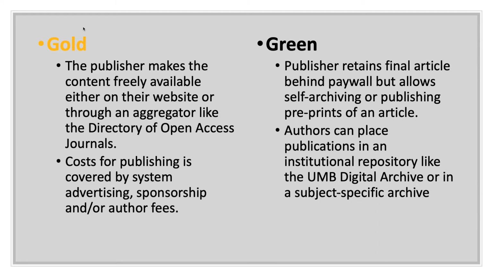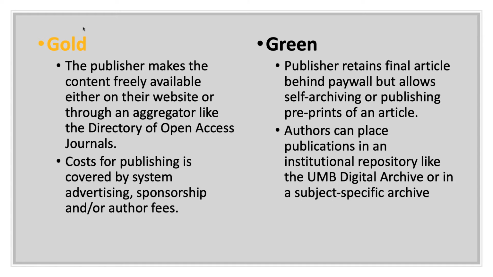So gold: the publisher makes the content freely available either on their website or through an aggregator like the Directory of Open Access Journals. The cost for publishing is covered by system advertising, sponsorship, and/or author fees. So sometimes you might see that an open access journal, or an issue of a journal that is being published open access, will ask the authors to pay fees in order to publish in that open access issue. That's to make it freely available for everybody else, so the authors then take on that financial burden instead of the user taking on the financial burden of paying for access to the journal.